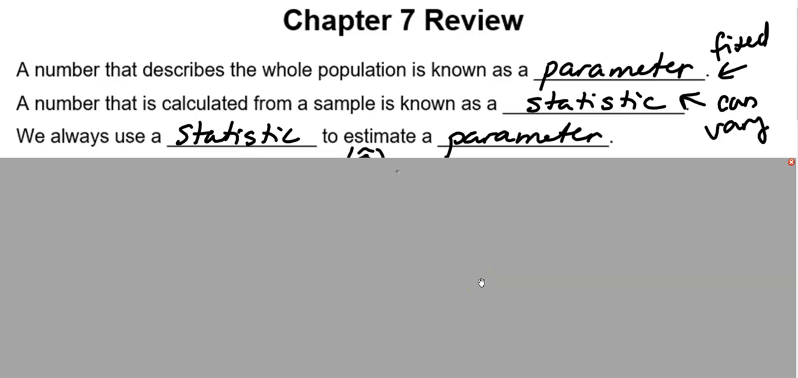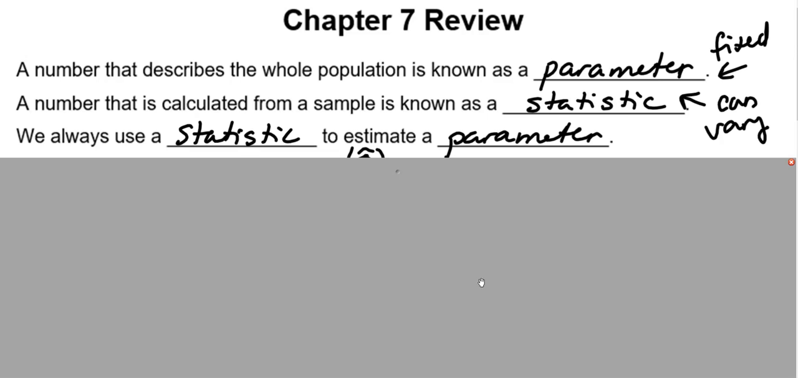Now we've covered everything in Chapter 7, so let's put it all together and review what we've learned. We learned that a number that describes the whole population is known as a parameter. That is a fixed number, a single number that is true for the population. It might be a mean, it might be a proportion, but it is a specific number that describes the whole population. A number that's calculated from a sample is known as a statistic.